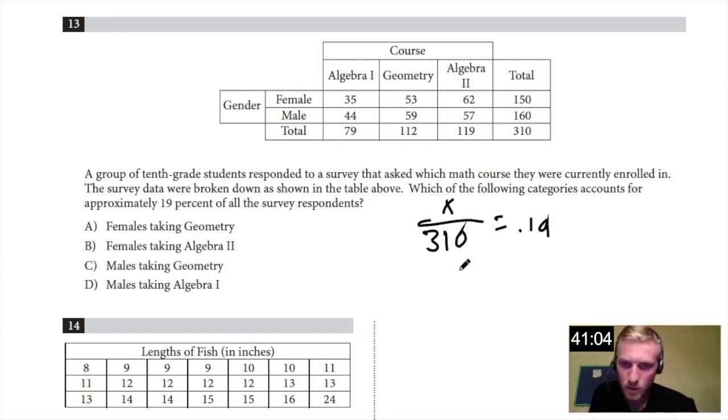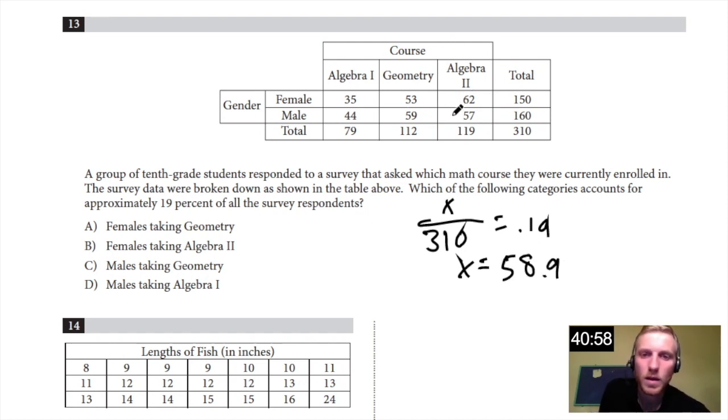So x equals 58.9. So we need to find the category in which we have about 59 students. So we have that here. Geometry, male. So let's see if that's one of our answers.